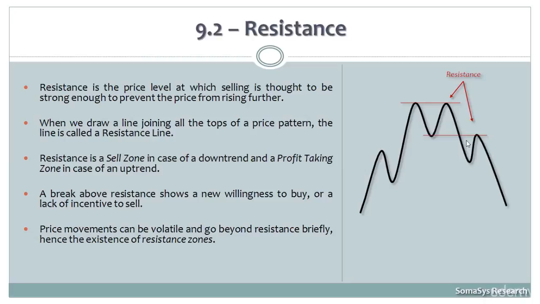And here also, this profit-taking zone doesn't mean that you cannot set up a sell trade. You certainly can, but it is going to be a risky trade as you're looking to sell against the trend, which is up. Now a break above resistance shows a new willingness to buy or a lack of incentive to sell. Break of a resistance indicates that buyers have increased their expectations and are willing to buy at even higher prices. Now price movements can be volatile and go beyond resistance briefly, hence the existence of resistance zones.